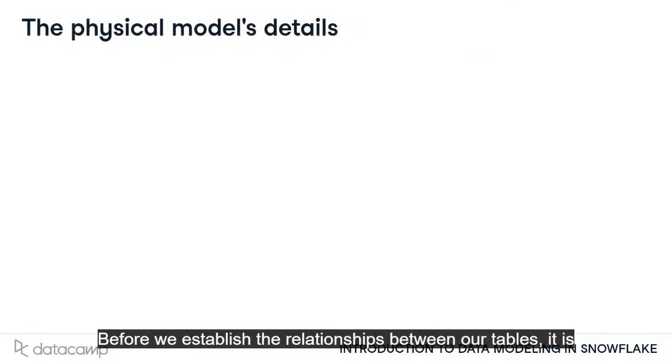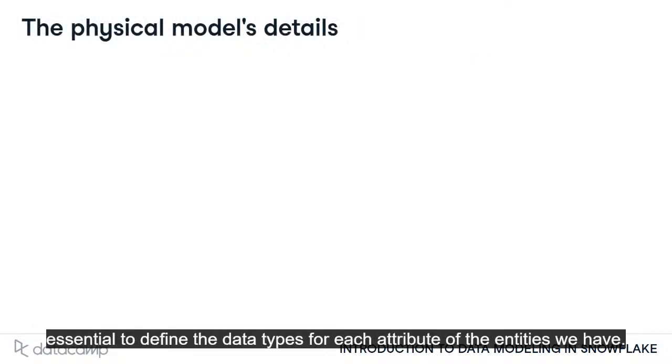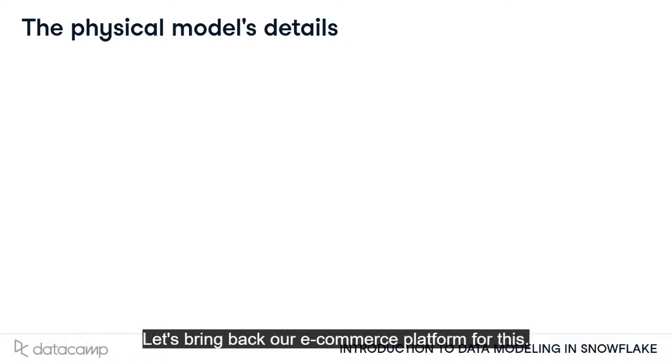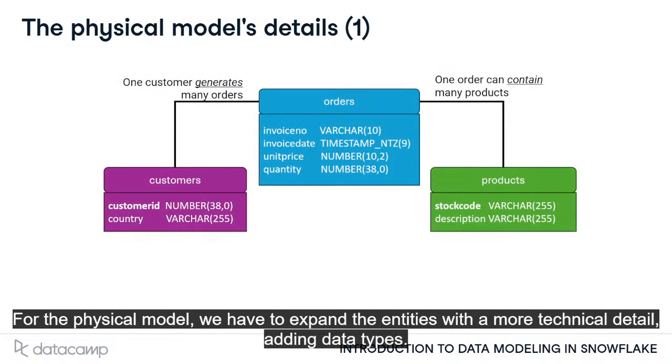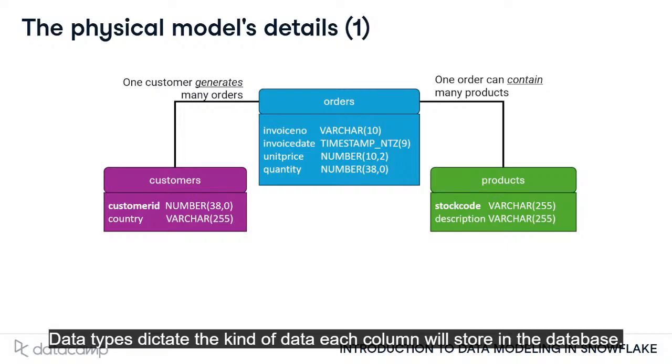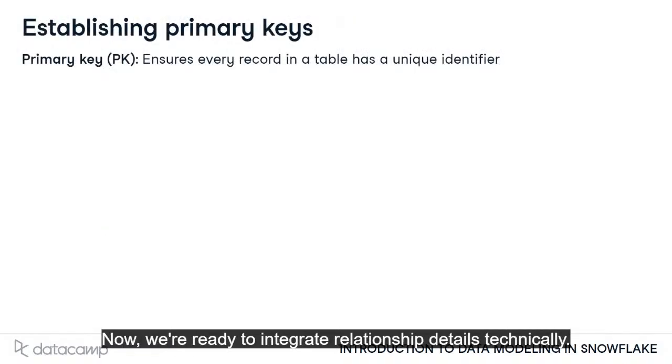Before we establish the relationships between our tables, it is essential to define the data types for each attribute of the entities we have. Let's bring back our e-commerce platform for this. Customers, orders, and products should contain all the attributes defined in the logical model. For the physical model, we have to expand the entities with more technical detail, adding data types. Data types dictate the kind of data each column will store in the database. Now, we're ready to integrate relationship details technically.